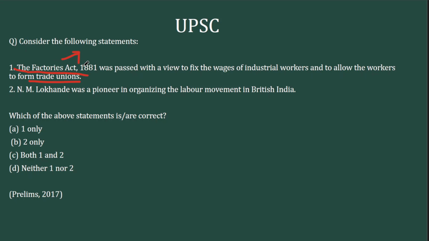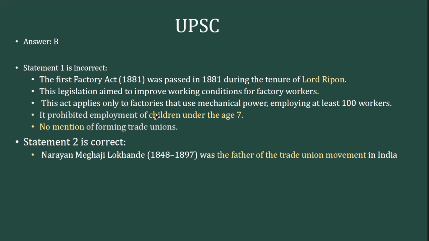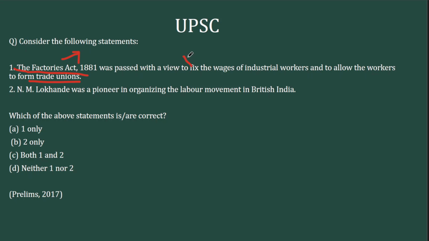Ripon was a liberal viceroy compared to Lord Lytton who came before him. So the Factories Act came because of his liberal nature, and it had some good provisions, but allowing the formation of trade unions is a very extreme measure considering the circumstances. The only positive measures in that were prohibition of child labor, children under the age of 7, and application to every company that uses mechanical power and has at least 100 employees. Basically, it was intended to improve the working conditions, but there is no mention of trade union formation. So this option is wrong, it can be eliminated.